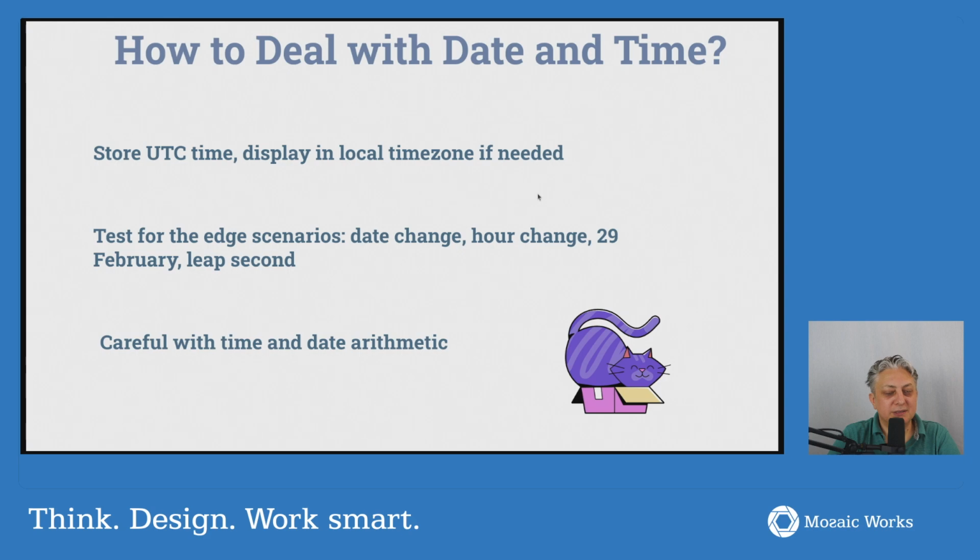It simplifies your world immensely if you store UTC time. That solves also a bunch of other issues. So yeah, and then display in local time zone or convert to local time zone and so on. Second thing, test for the edge scenarios. Things like date change, hour change, 29th February, a leap second. And be very careful with the time and date arithmetic. I've already talked about this.